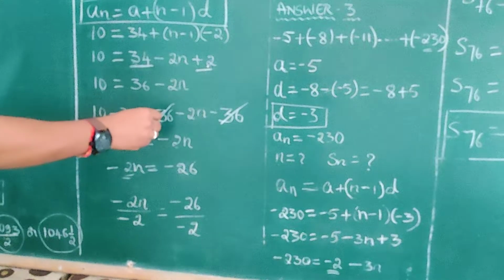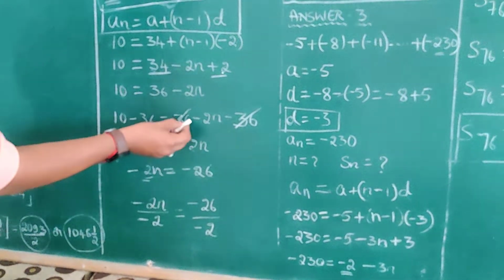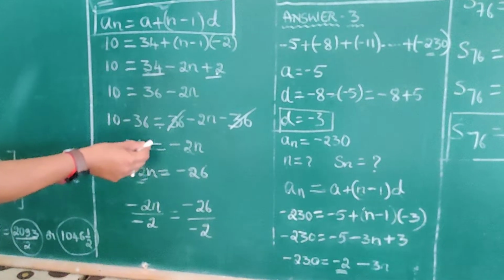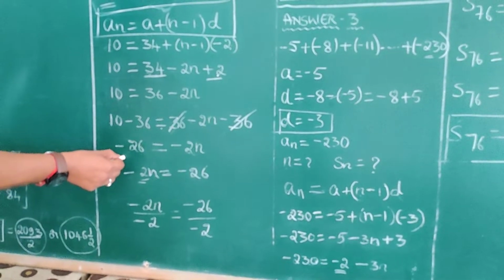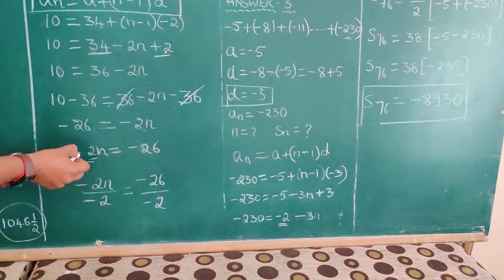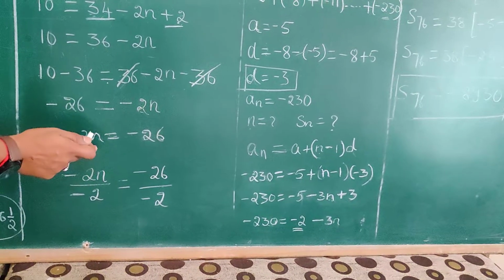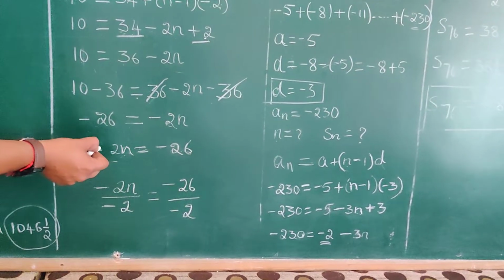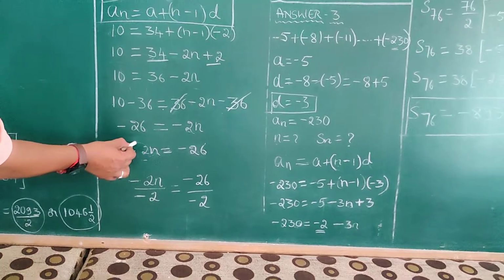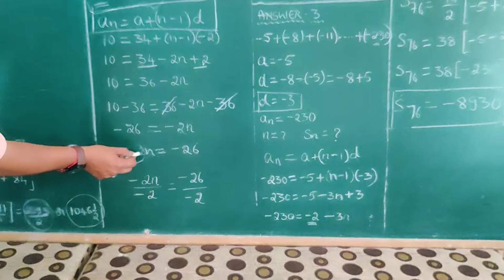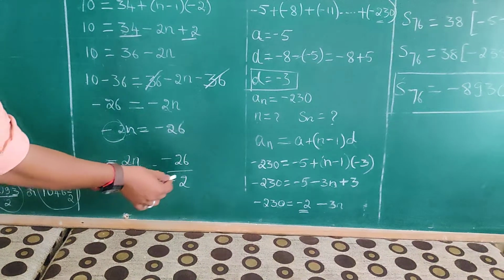Minus 36 plus 36 gets cancelled. See properly, what is remaining is minus 2n. Minus 2n is equal to 10 minus 36 is minus 26. Now reverse it, minus 2n written first and then equals minus 26. Just reverse the order and write. Now we need only the n value, not the minus 2n value. Therefore, minus 2n, minus 2, divide both the sides.